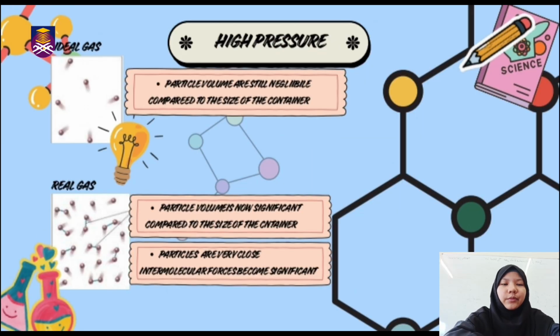In the next slide, we're going to talk about the effect of high pressure on both the ideal gas and the real gas. The ideal gas states that the particle volume is still negligible compared to the size of the container. But according to the real gas, the particle volume is now significant compared to the size of the container. And also, the particles are very close, so intermolecular forces become more significant.